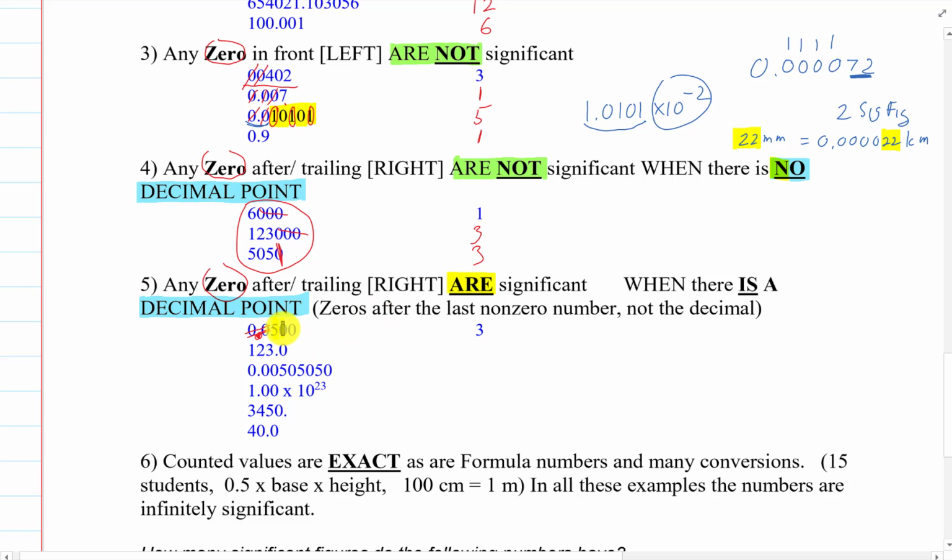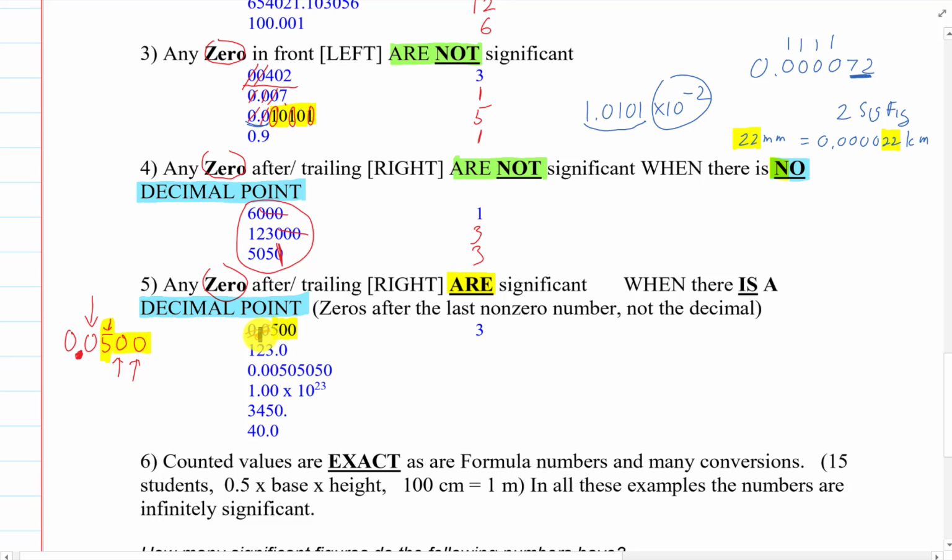So those zeros are significant because there's a decimal, and then the zeros to the right. Now 0.0500, the leading zeros are not significant. But since there's a decimal here, that decimal means the ones to the right of that sig fig number. So that 5 is significant. And anything to the right of a significant number is significant. So that's why it's 3, not 4 in this case.